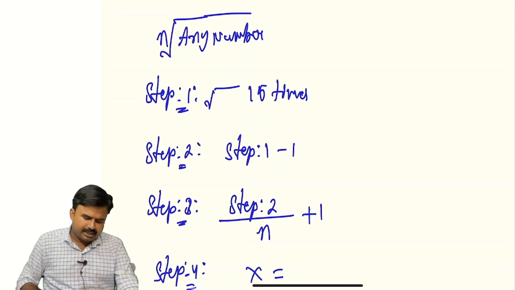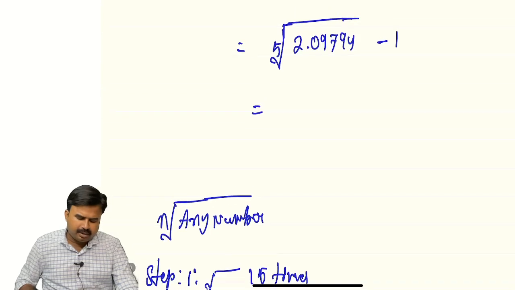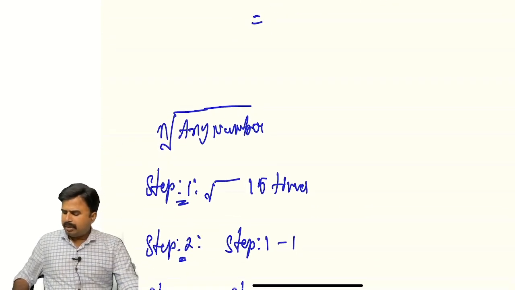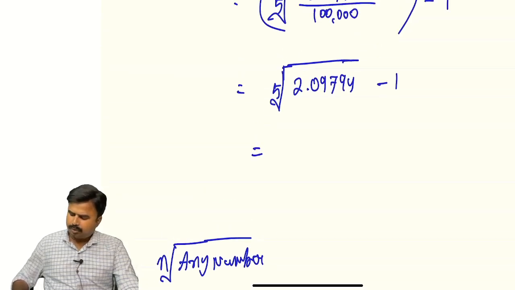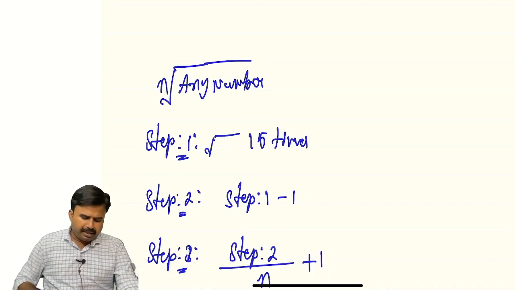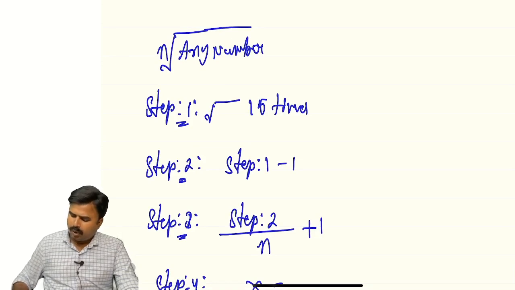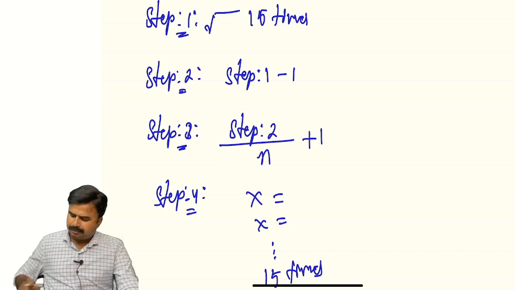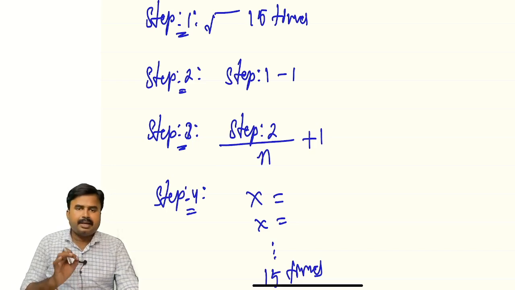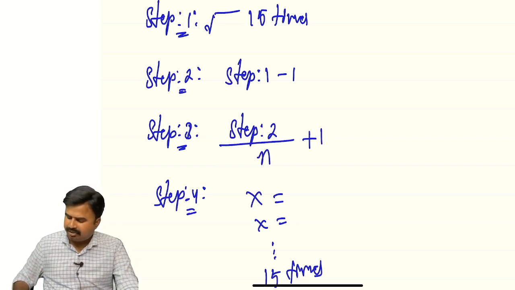Here is your number, 2.09794. Type that number in your calculator. Apply square root 15 times for this number: 1, 2, 3, 4, 5, 6, 7, 8, 9, 10, 11, 12, 13, 14, 15. Subtract 1 from it. Divide by n, meaning the nth root. Here n is 5.